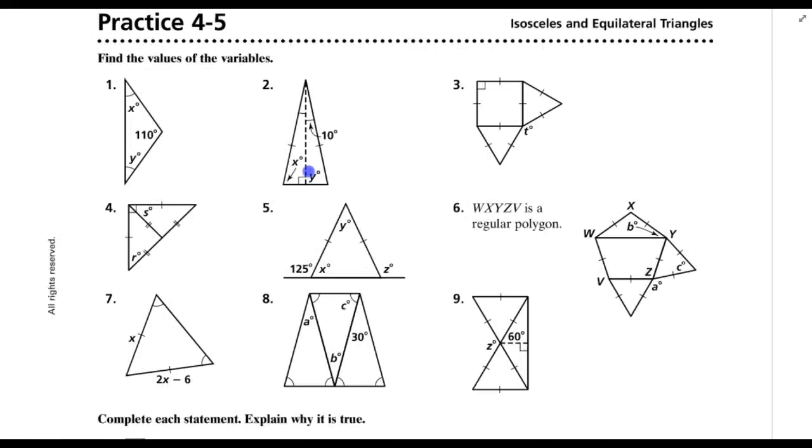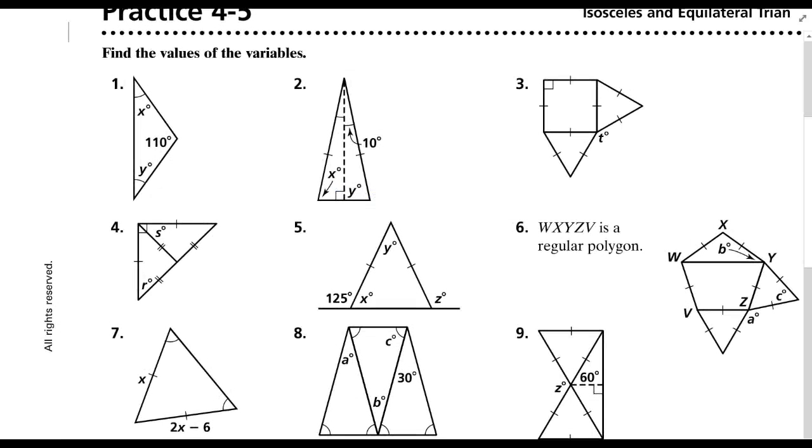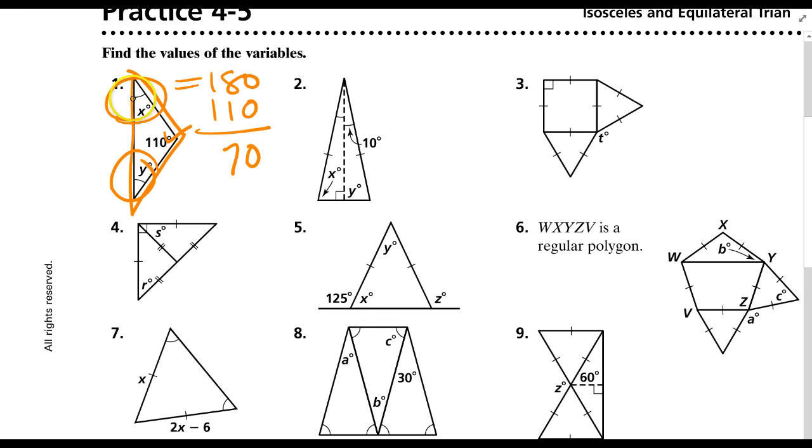Here's practice 4-5, and we're talking about isosceles and equilateral triangles. So we have to figure out these angle measurements. Well, all of the angles in a triangle add up to 180, and we know about one of them. It's 110. So that means we've got 70 degrees left to divide equally between these two angles, because the arc mark means that they're congruent. So 70 divided by 2 is 35. So they are both 35 degrees.